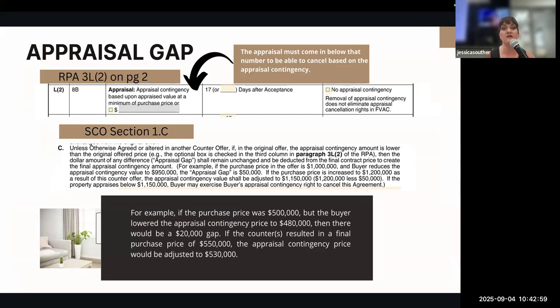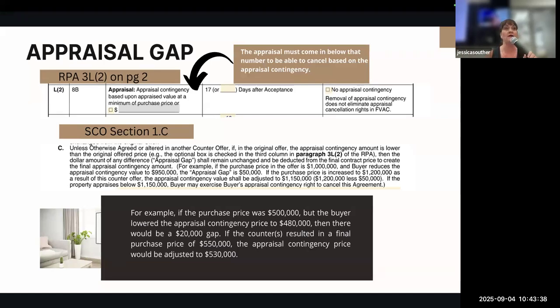And it states appraisal contingency based upon appraised value at a minimum of purchase price or, and you can write an amount in there. I thought at first, well, if we're at $399 and we put $380 there, does that mean they can walk away if it doesn't appraise at $380? I thought it was the opposite of what it actually meant. It actually means that the appraisal must come in below whatever amount they write in there. So if they wrote $380 in there, they are on the hook to still buy this house at $399. That creates that appraisal gap.